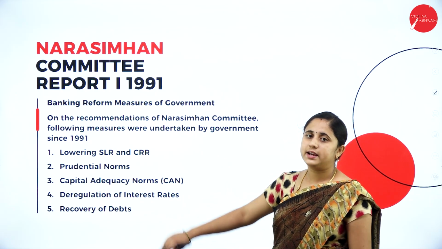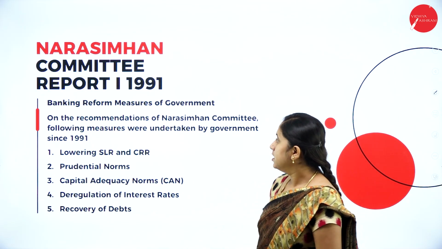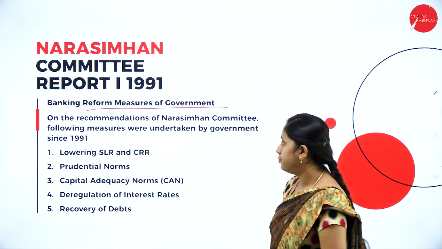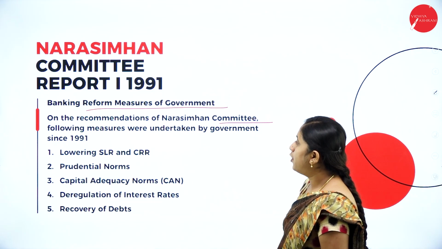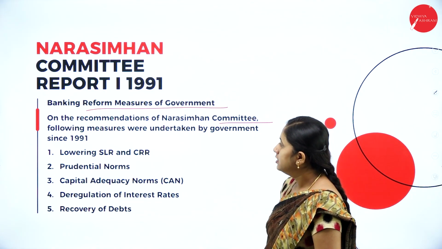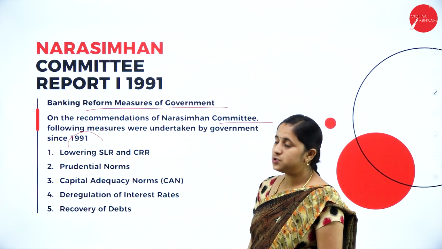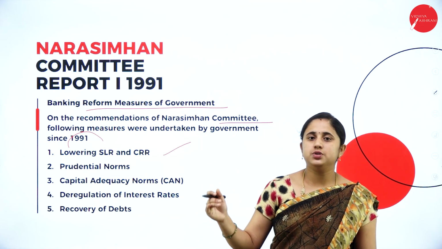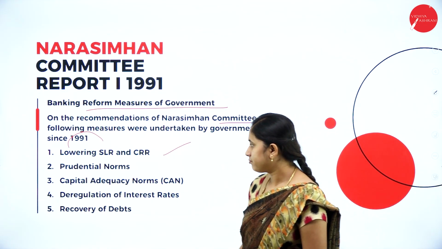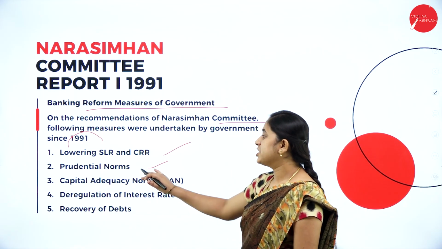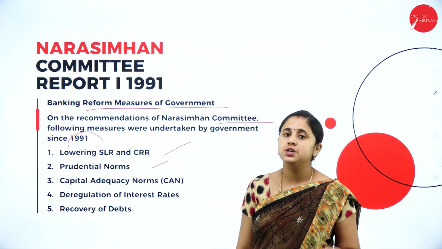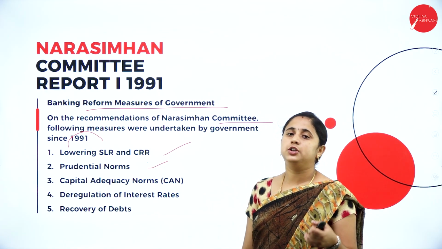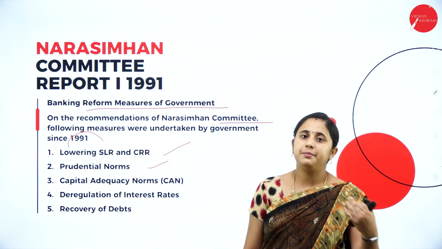So considering all these recommendations, RBI and the government took some remedies, the banking reform measures. On the recommendation of the Narasimhan Committee, the following measures were undertaken by the government since 1991. First one is lowering SLR and CRR. Based on the Narasimhan Committee report, they reduced the CRR and SLR ratio. Next one, Prudential Norms. This includes proper classification of accounts, performing assets and non-performing assets, and remedies for the NPA.